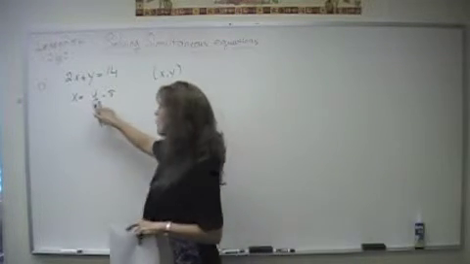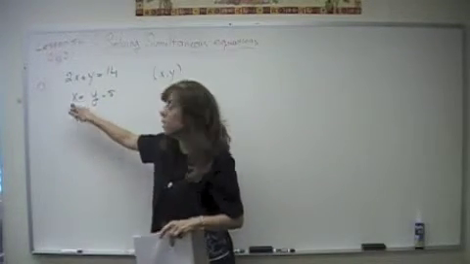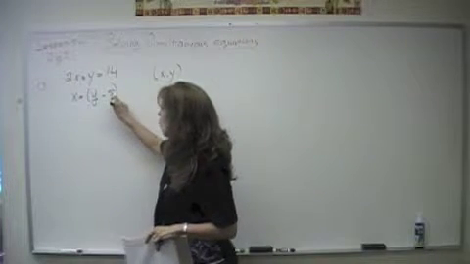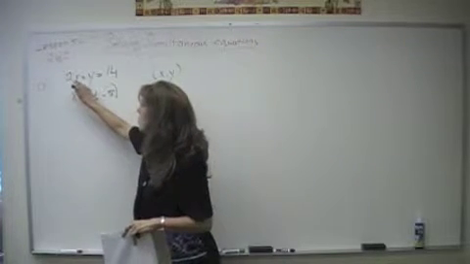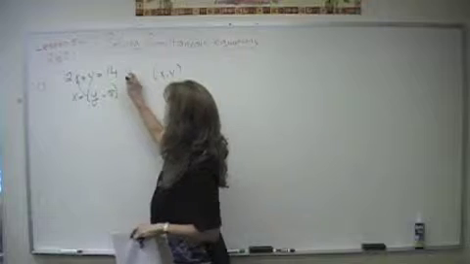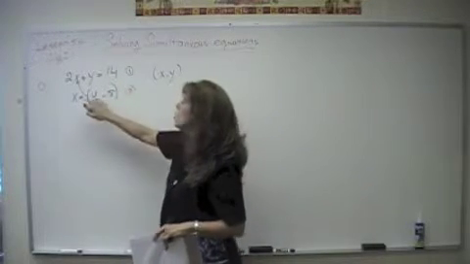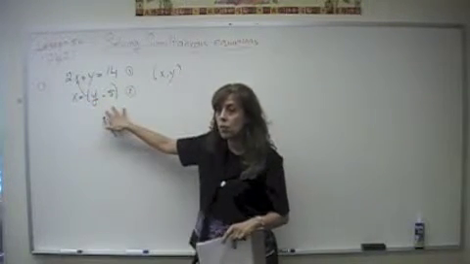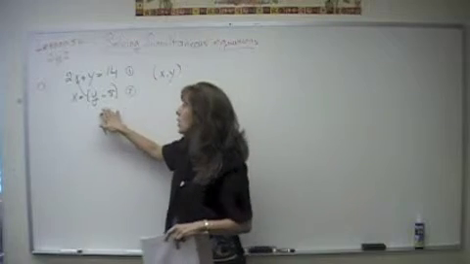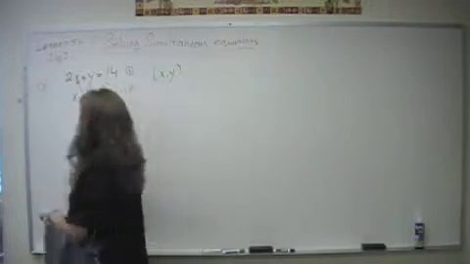Since I have here x in reference of y, I'm going to take y minus 5 and substitute it in the first equation. This is my first equation, this is my second equation. So I'm taking the value of x in the second equation, substituting it in the first equation.